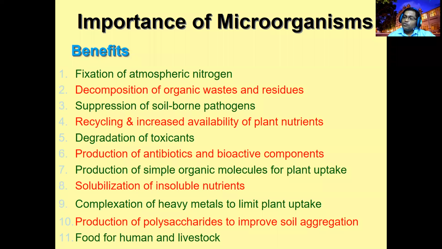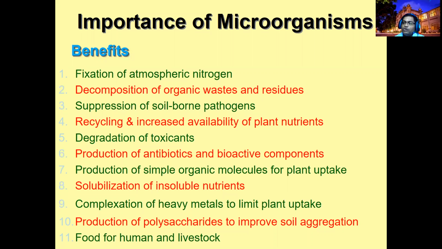And also certain heavy metals, pesticide residues, a certain microorganism can degrade and detoxify that. And production of antibiotics and biotech compounds, I told you, right? Secondary metabolites we are using as pesticides and herbicides. And certain antibiotics we are using as human drugs, or against plant pathogens. And production of simple organic molecules for plant uptake. For example, VAM, vesicular arbuscular mycorrhiza.